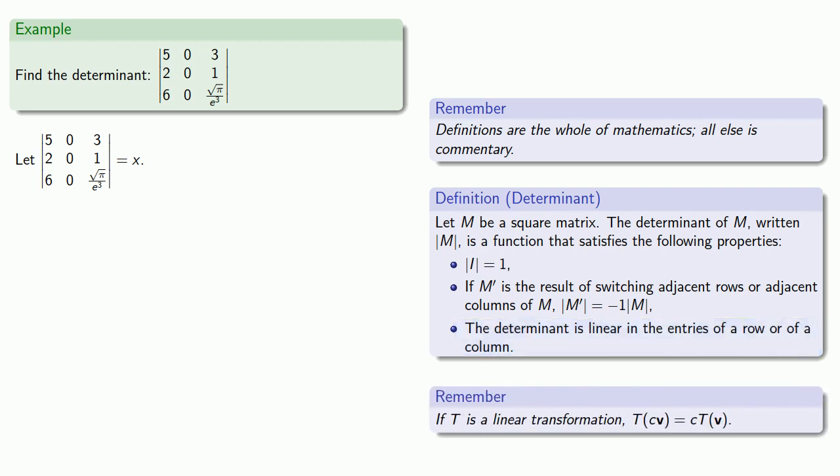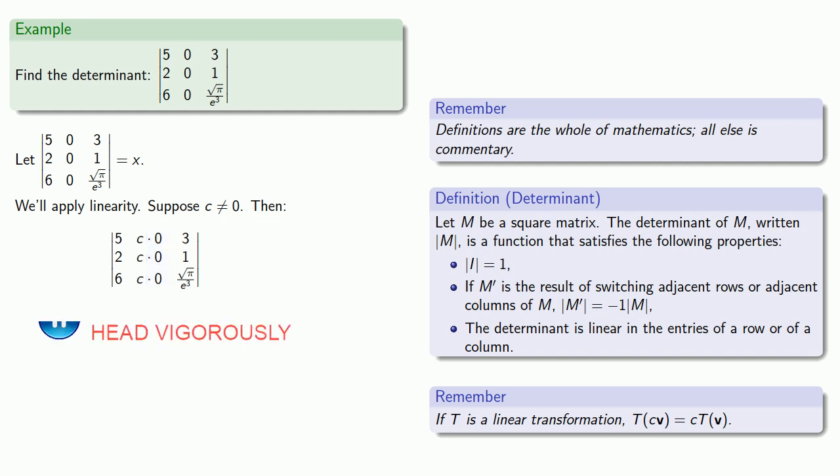Remember, if T is a linear transformation, the transformation applied to a scalar multiple is going to be c times the transformation applied to the vector. Now, it's important to recognize that the linearity applies to the entries of a row or a column. So the scalar multiple should always be viewed as a scalar multiple of a single row or a single column. Suppose I take c not equal to 0. So I'll take my matrix and I'll multiply one row or column, how about the middle column, by our constant c.